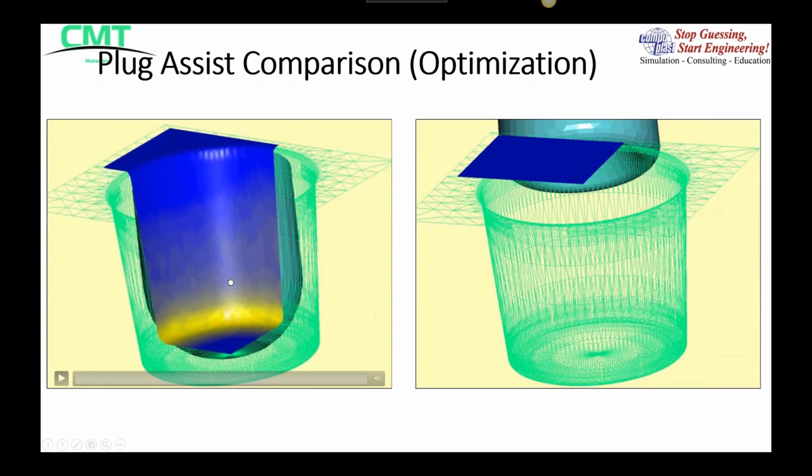Now, these results have been scaled to highlight the thin areas. So we specify a critical value of, let's say, 0.5 millimeters or maybe 20 thou or 15 thou. And then we show everything above that in blue, and then we focus on the thin areas where they are.